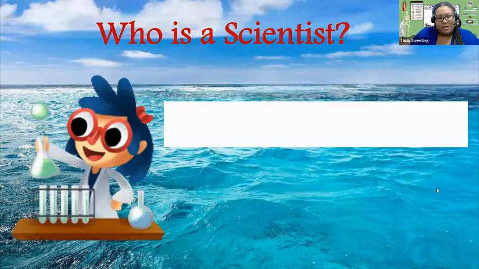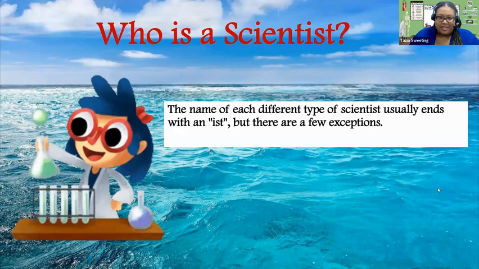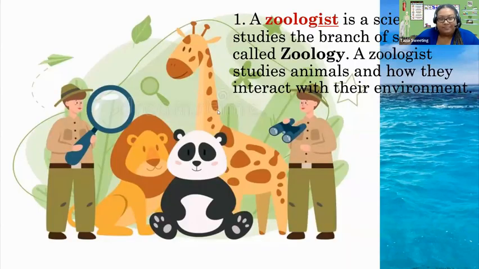Now, one thing you're going to notice as we talk about the various scientists in the field of science is that the name of each different type of scientist usually ends with IST. You're going to see that a lot as we go through. There are a few exceptions where the name does not end with IST, it ends with something else. But most of the time you will see that the name of a scientist is going to end with the letters I, S, T, IST.